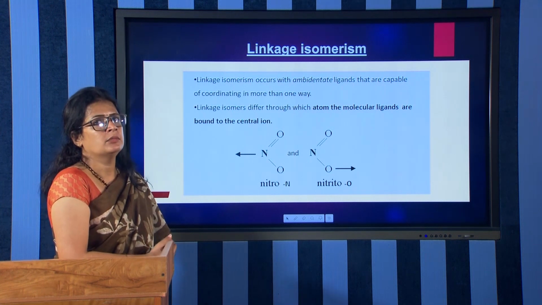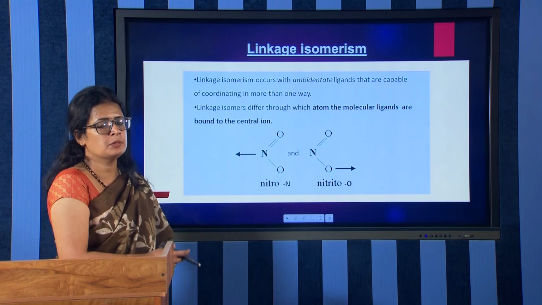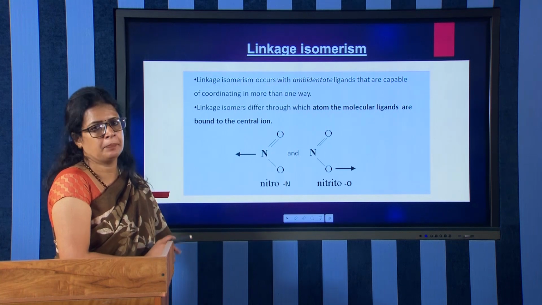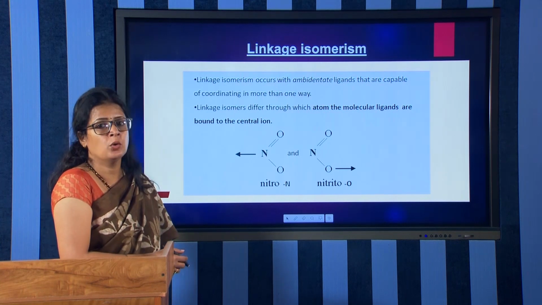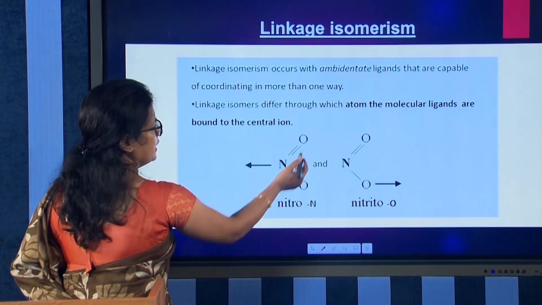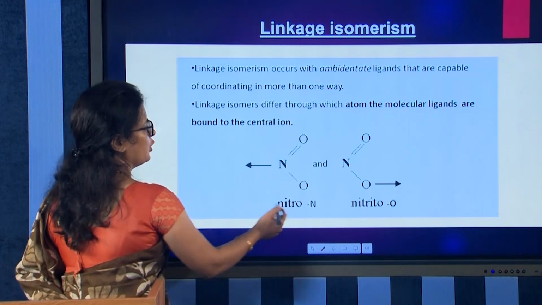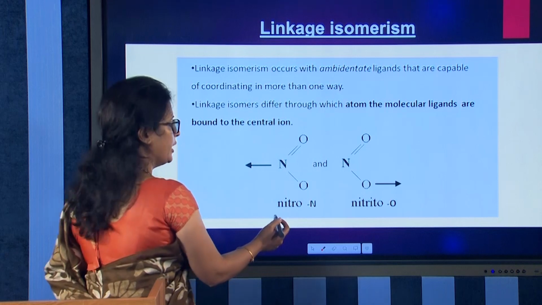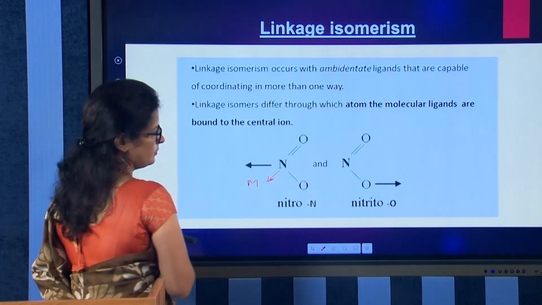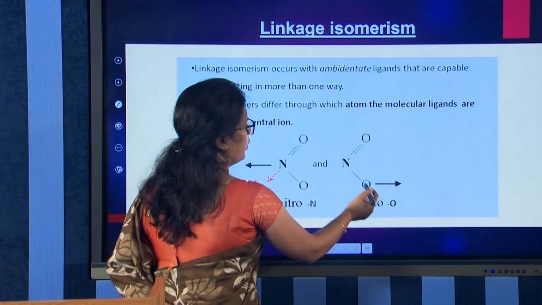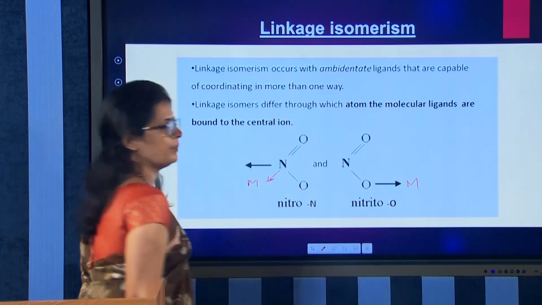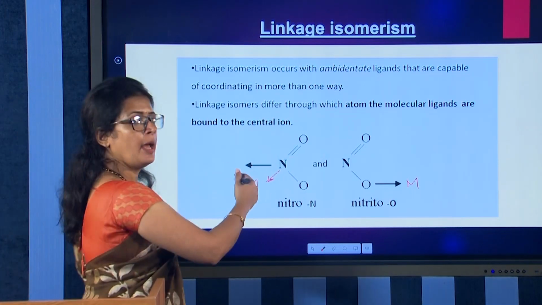Ambidentate ligands have two donor atoms, but only one will be bound to the central metal atom at a time. Examples are NO2⁻ and ONO⁻. When it is NO2⁻, nitrogen is the coordinating atom. This is nitro. Simply we will call it nitro. When it is nitro, it is through nitrogen to metal. When it is ONO, it is nitrito, where oxygen is the donating atom. So, these are examples of ambidentate ligands.